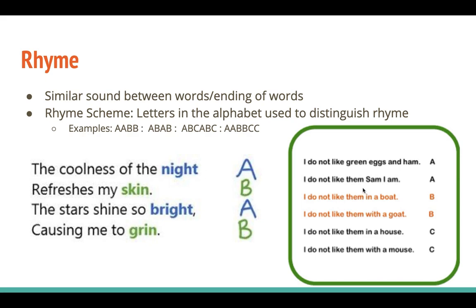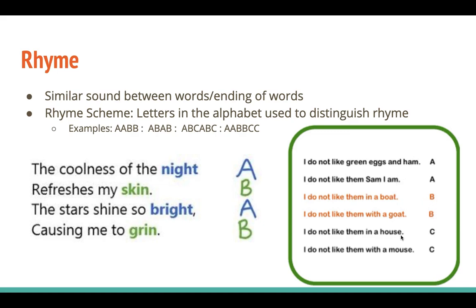Let's look over here. I do not like green eggs and ham. Okay, we end with ham, therefore that gets A. I do not like them, Sam, I am. Am, I guess I was supposed to say. But okay, so am and ham, they rhyme. AA. I do not like them in a boat. Oh my gosh. Boat does not rhyme with am and ham, so therefore that gets B. I go to the next letter. I do not like them with a goat. Goat does rhyme with boat. It does not rhyme with am and ham, so therefore I go to B.